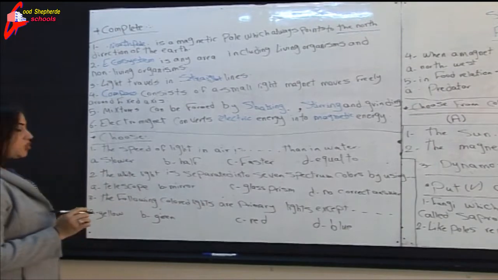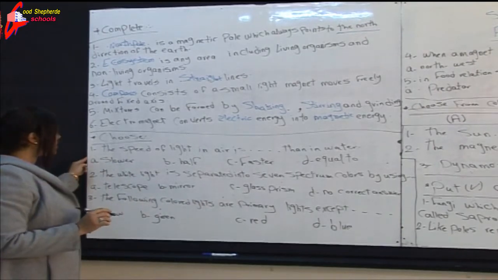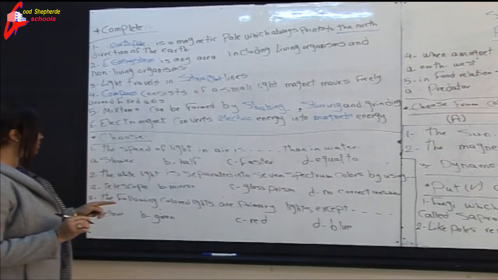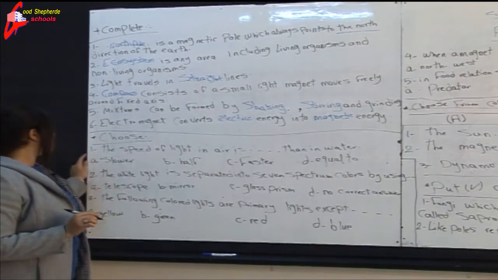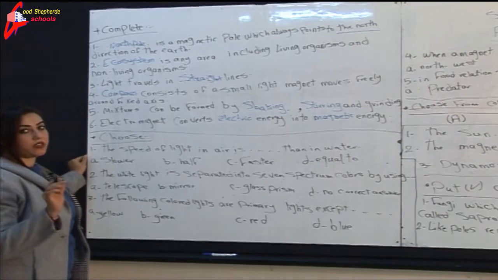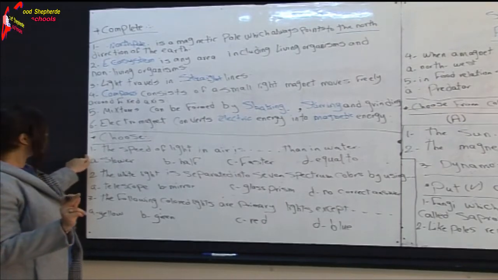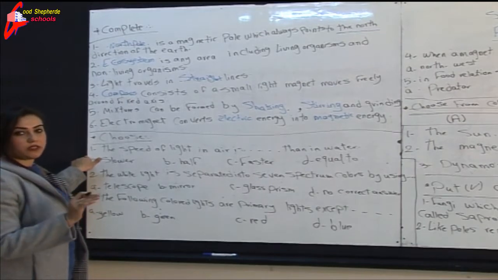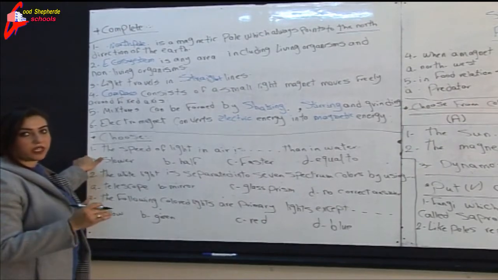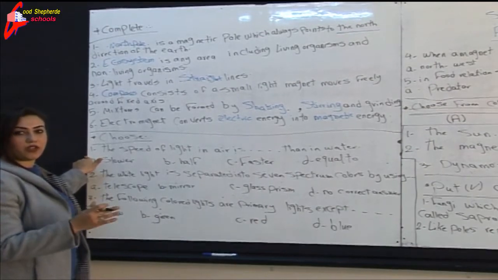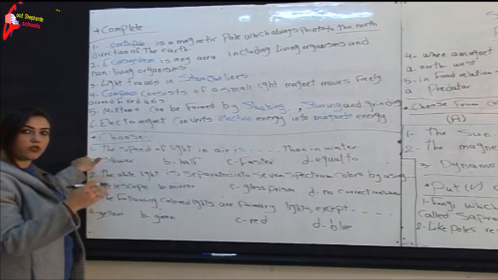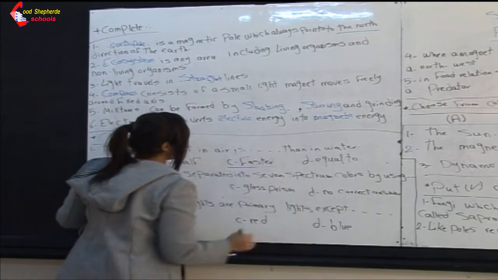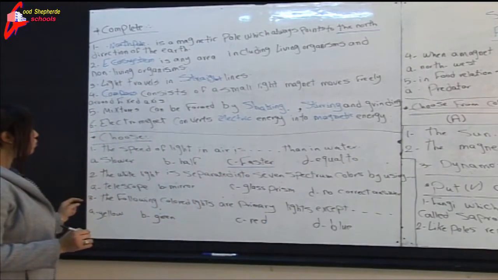Question number two, choose. Number one, the speed of light in air is faster than in water. This is a point found in lesson number one, light. Do you remember in the light refraction that the speed in air is faster than in water, like when you're running in air it is faster than when you're running in water? So the answer is C, faster than in water.